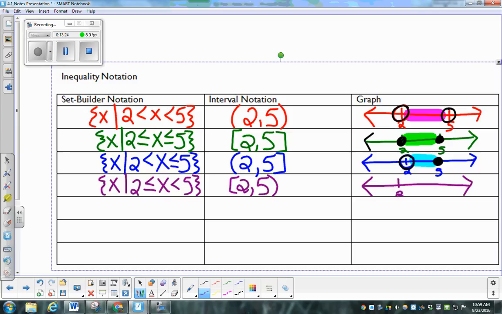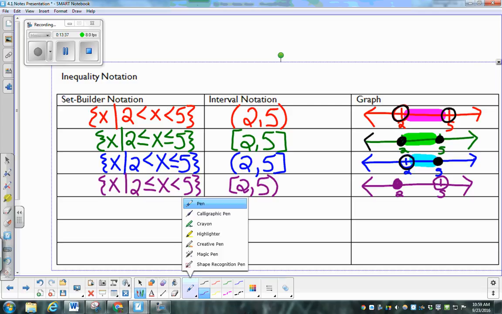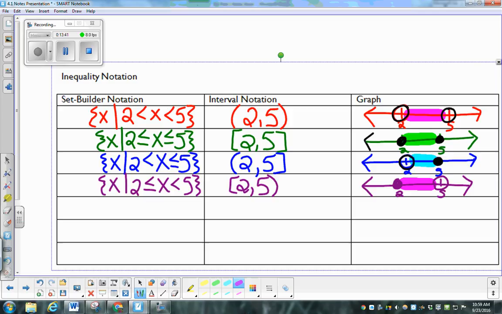On your graph, just the opposite of last time. X can equal 2, so we put a closed circle. X cannot equal 5, so we put an open circle there. And then we shade everything in between. Make sure when you shade, I can still tell if you have closed or open circles.